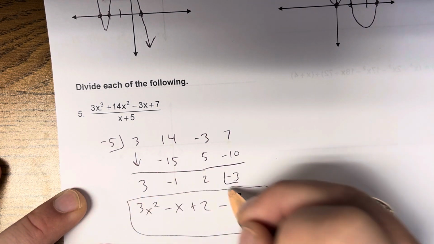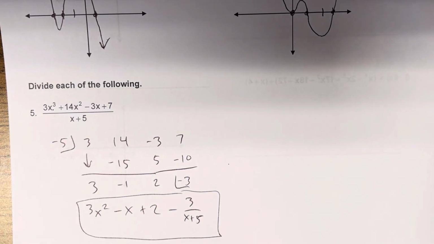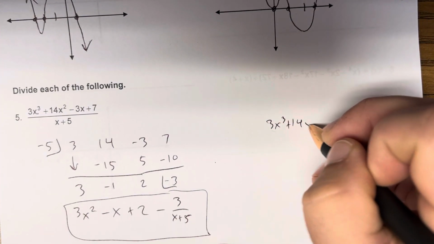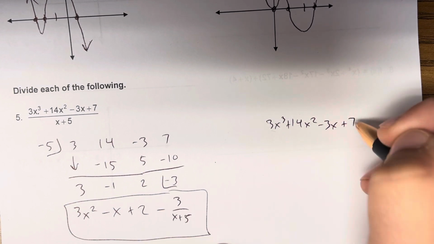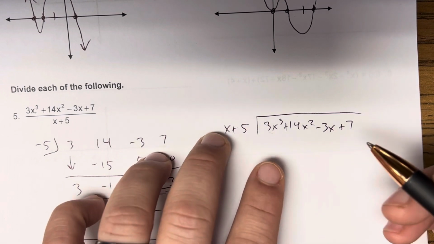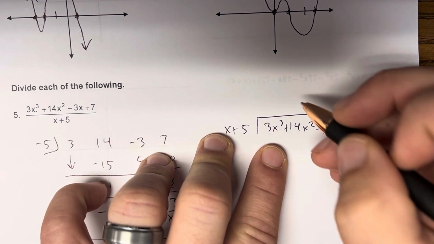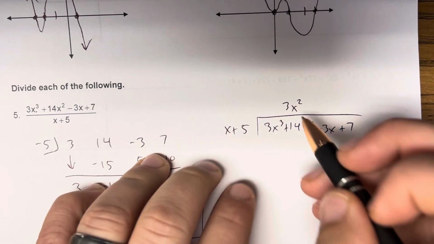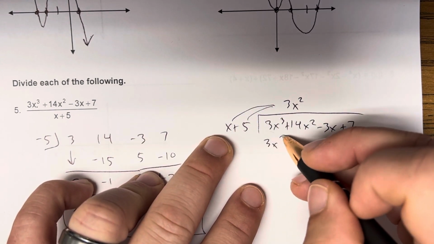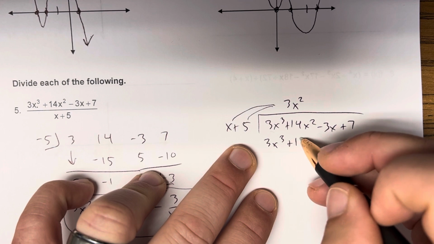One good way to check your work is to go ahead and do both, and you should get the same answer both ways. So 3x cubed plus 14x squared minus 3x plus 7, and we'll divide by x plus 5. What do I multiply x by to make it match 3x cubed? That's going to be 3x squared. I'll multiply this to both of these on the outside. So that becomes 3x cubed plus 15x squared.